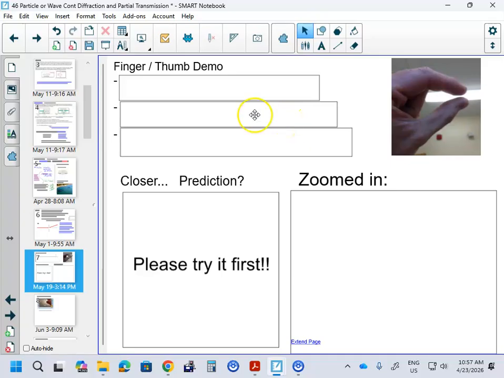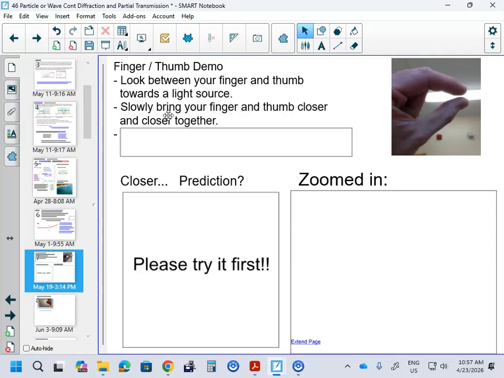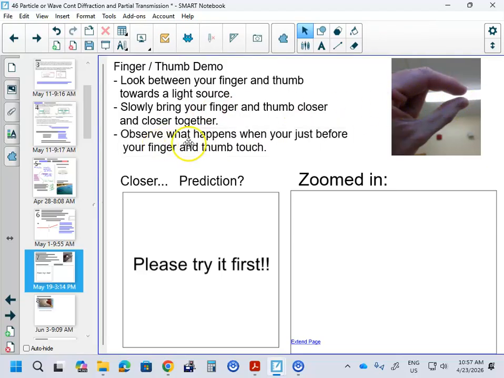So diffraction, you want to see it yourself? If you have a finger and thumb handy, you can do it. Look between your finger and thumb towards the light source, like in this picture. Slowly bring your finger and thumb closer and closer together, and observe what happens just before they are actually touching.